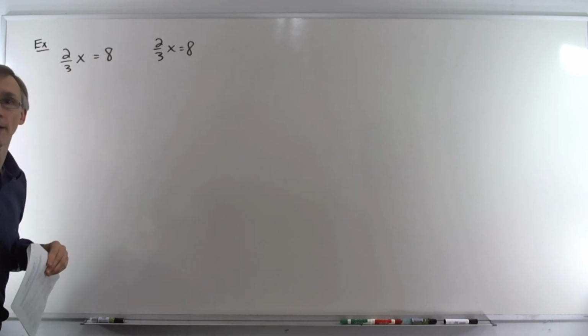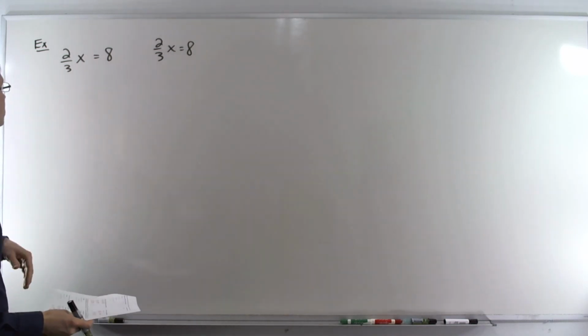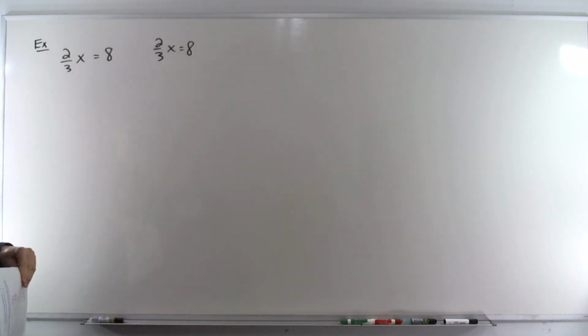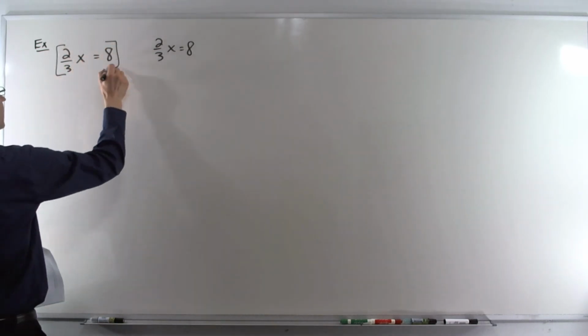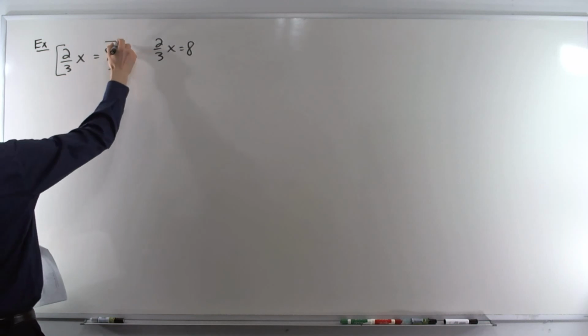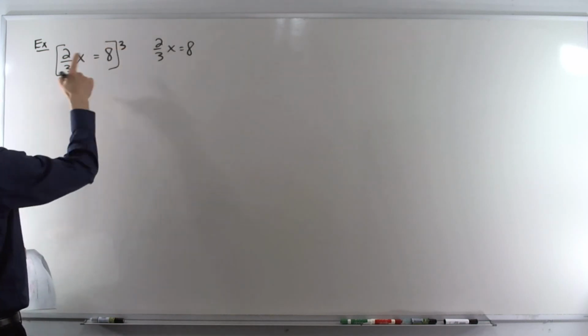So let's look at two different methods of solving this equation. The first method involves clearing the fraction. So I'm going to get rid of that fraction. I'm going to multiply by the denominator, so we're multiplying that whole equation by 3.